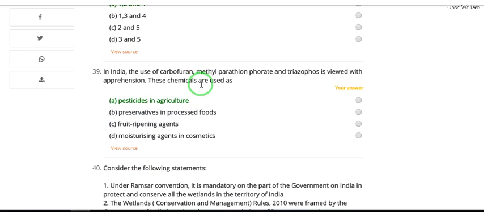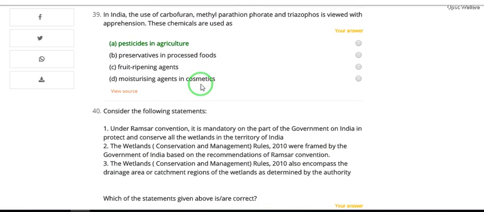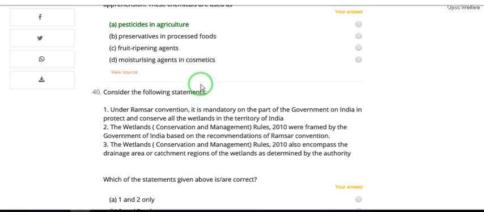In India, the use of carbofuran, methyl parathion, phorate and thiamethoxam is common. These chemicals are used, of course, as pesticides in agriculture. So 39 is going to be the answer.